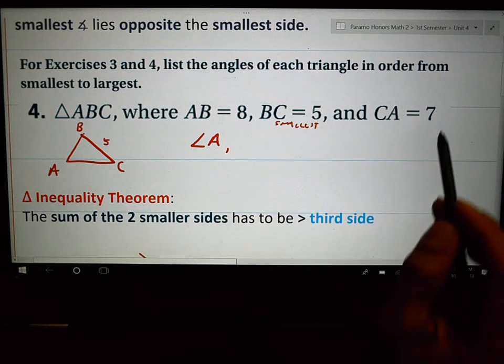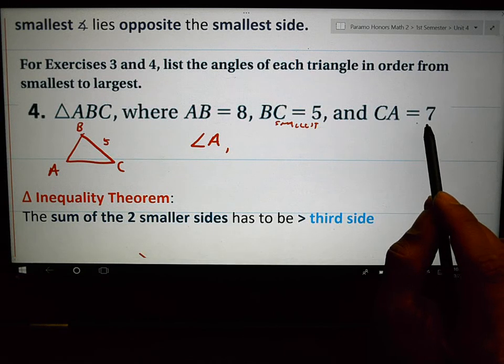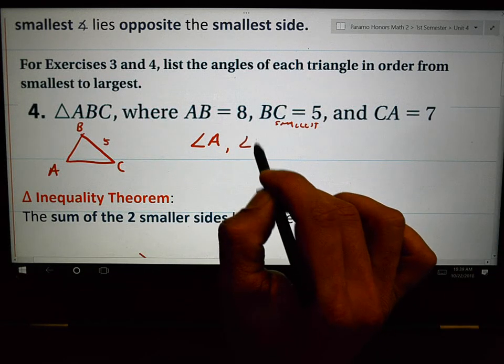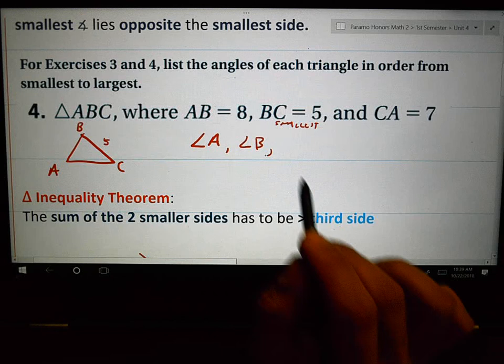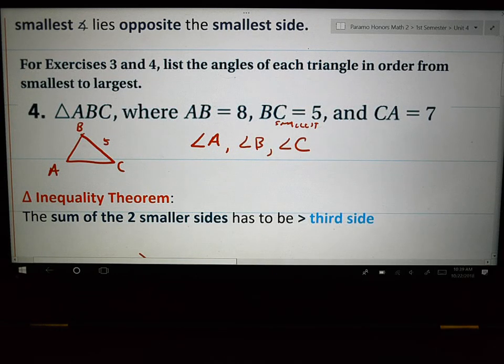And so now let's look for the medium size. The middle one is CA, which is 7. What angle is across from CA? Go ahead and say the letter out loud. B. Angle B, don't forget. And lastly, our largest angle is going to be angle what? C. Angle C. They are across from the largest or longest.